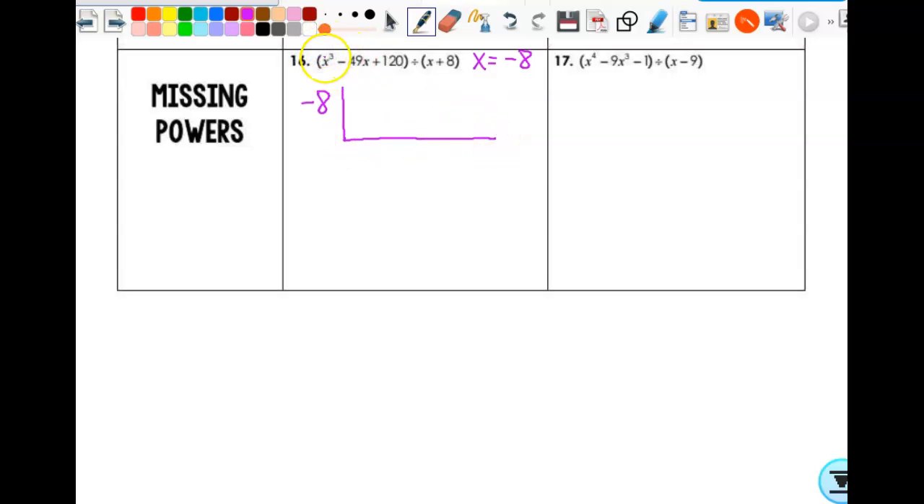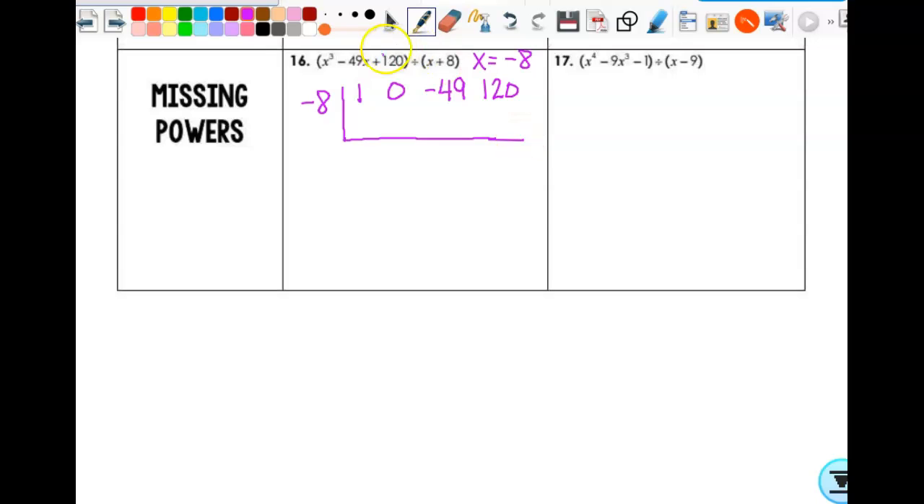This is x cubed, which means I should have 4 numbers that I write in there, but there's only 3 terms here. If I start with x cubed, I have to have an x squared, an x, and then a constant. I don't have an x squared, so you have to have a placeholder, or your answer is wrong. So we have 1 for this coefficient. I don't have an x squared, so that coefficient is 0. Then I have a negative 49, and then I have a positive 120.